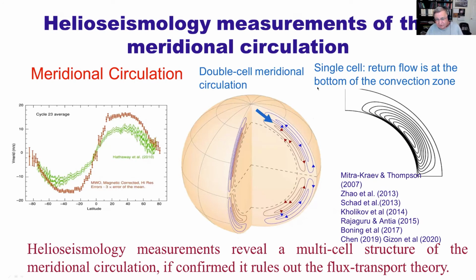And meridional circulation is one of the hottest topics now in helioseismology, and the reason I just explained. Some measurements show that it may be a double-cell meridional circulation. If it's double cells, then the direction of meridional circulation at the bottom of the convection zone is towards the poles. So then it will essentially rule out, or may complicate, the flux transport theory. So there's a lot of discussion now about what the structure of the meridional circulation is.